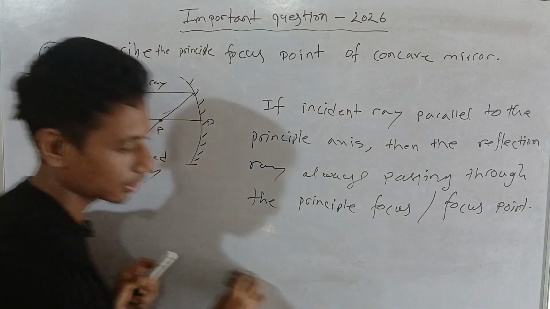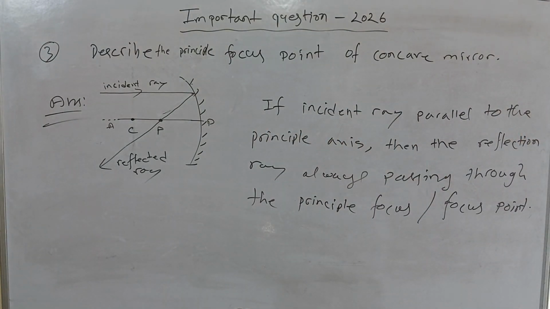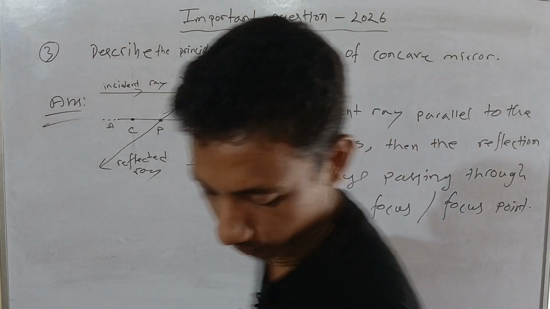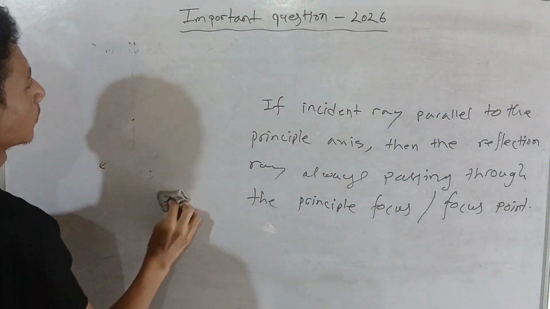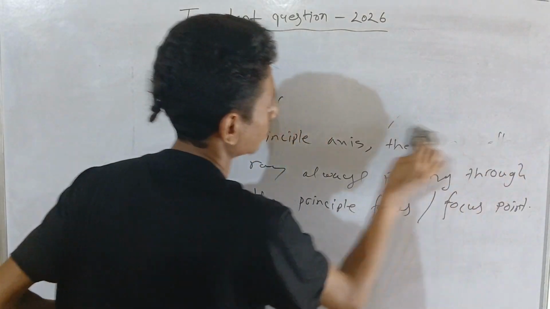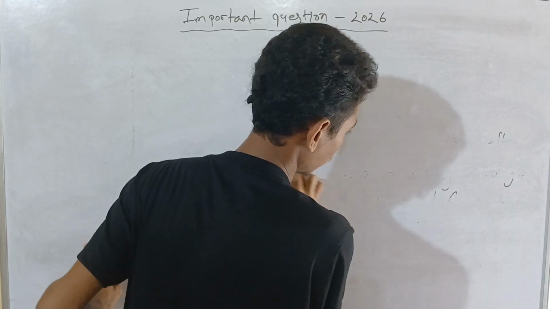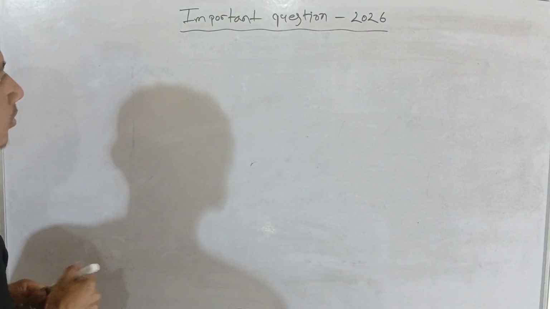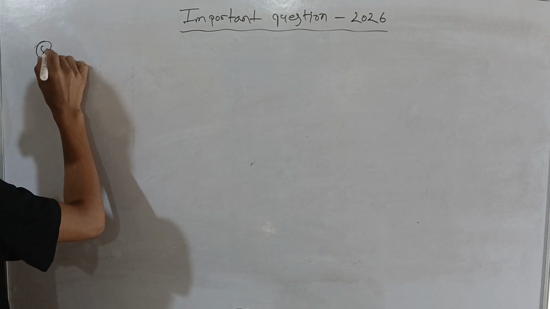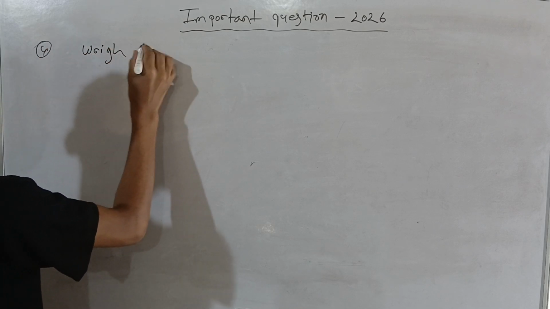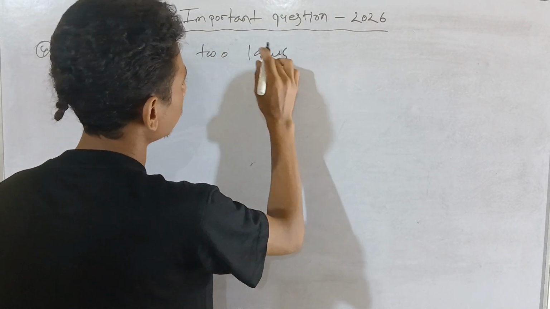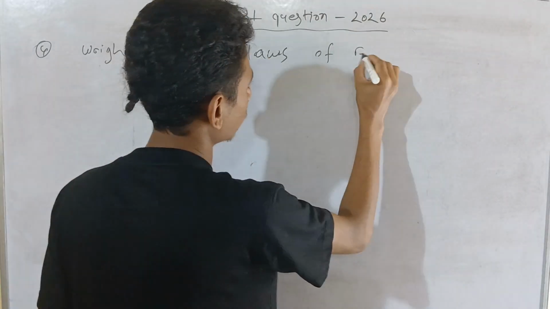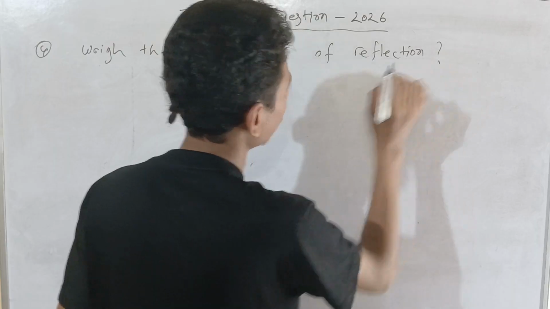Then we discuss question number 4. You can write or copy. Question number 4: Write the two laws of reflection. Okay, this is the question.